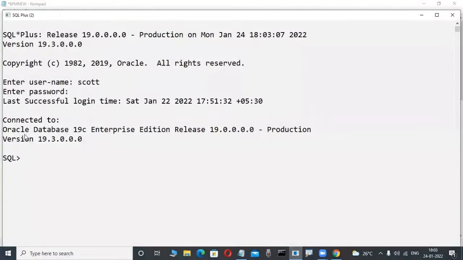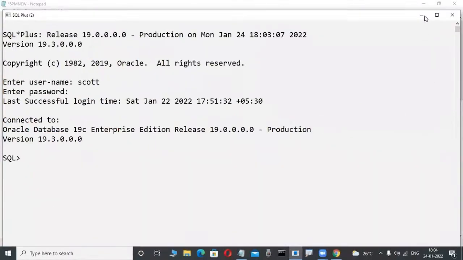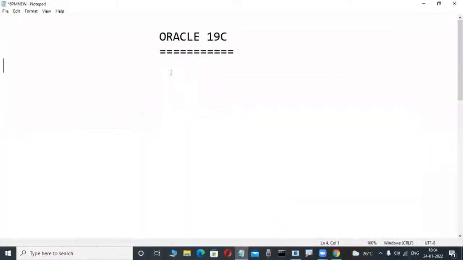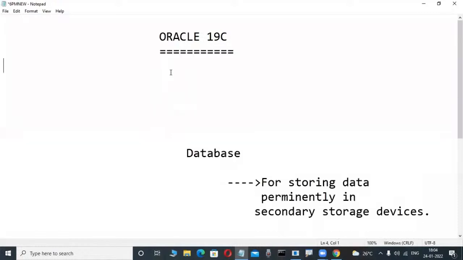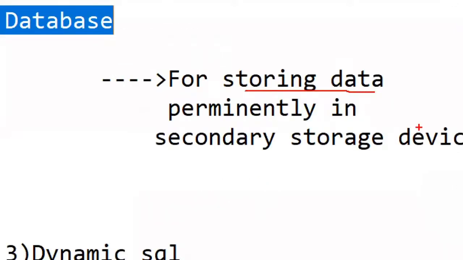Oracle is a product from Oracle Corporation. What type of product is that? Database product. What is the purpose of database products? Either Oracle, SQL Server, DB2, so many products are there. What is the purpose of these database products? For storing data permanently in the hard disk, in secondary storage devices. But not only permanently storing the data, but also retrieving the data efficiently.